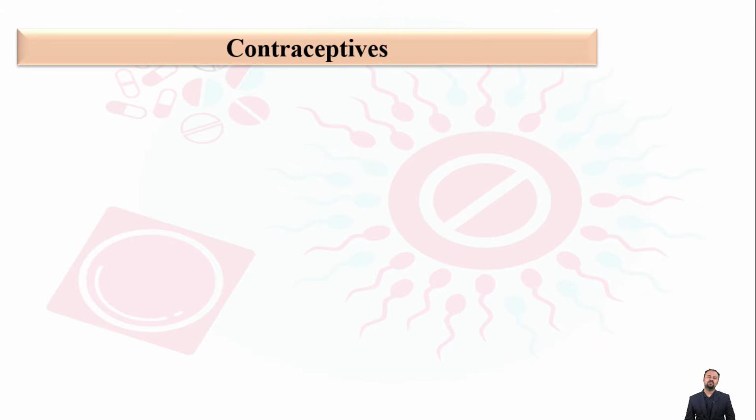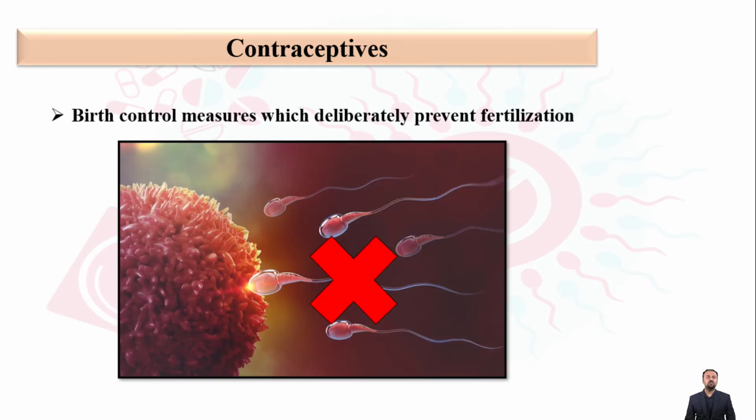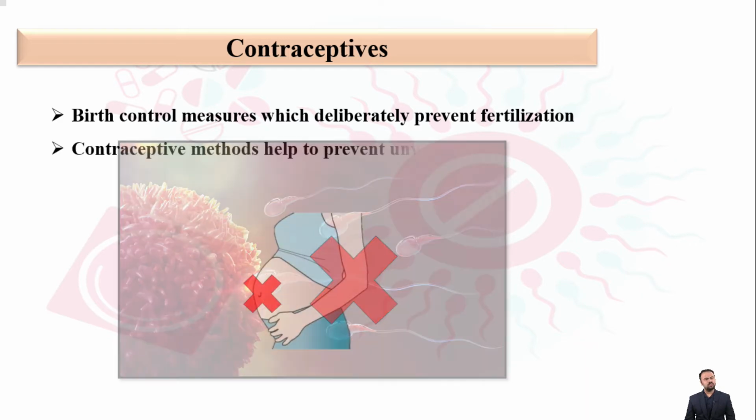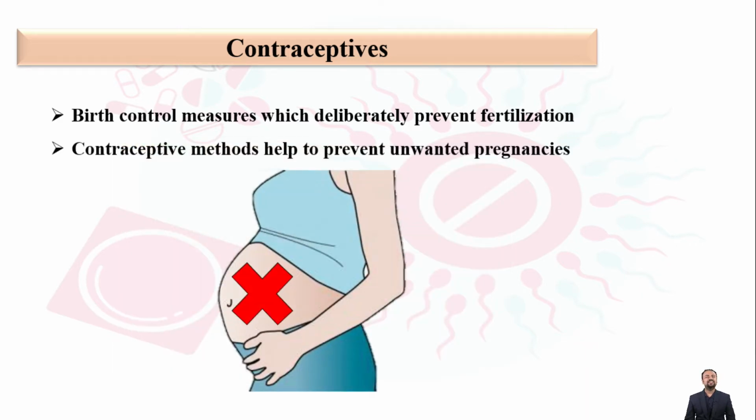What is a contraceptive? To put it very simply students, birth control measures or contraceptives are methods which deliberately, that is, which deliberately prevent fertilization. Students, I can also say that these methods help to prevent unwanted pregnancies. And students, this is the need of especially our country where the population is increasing at an alarming rate.